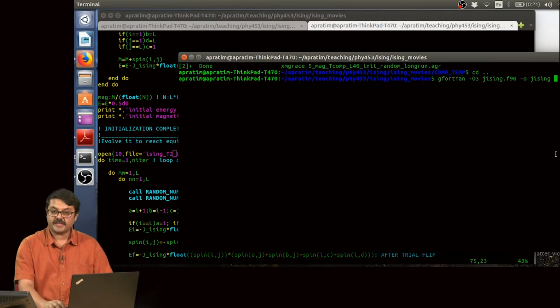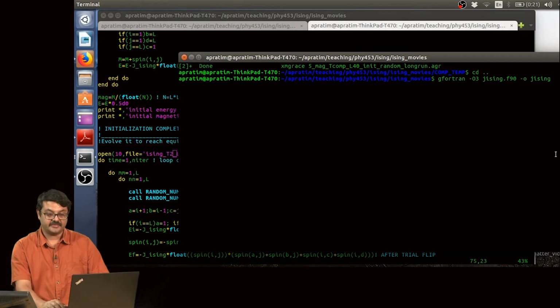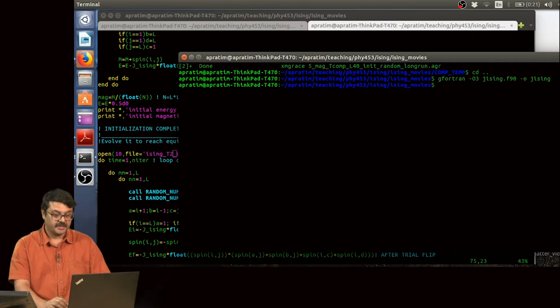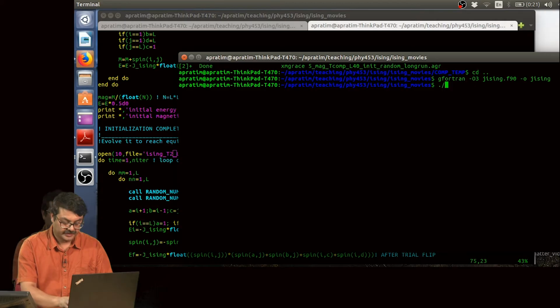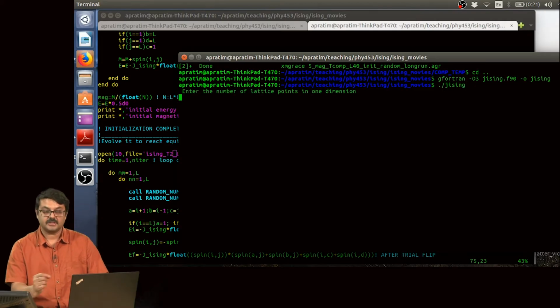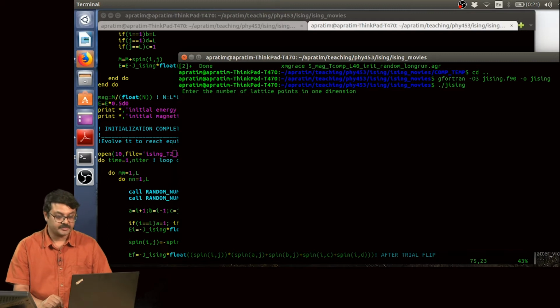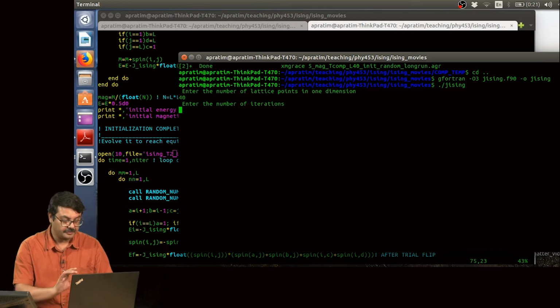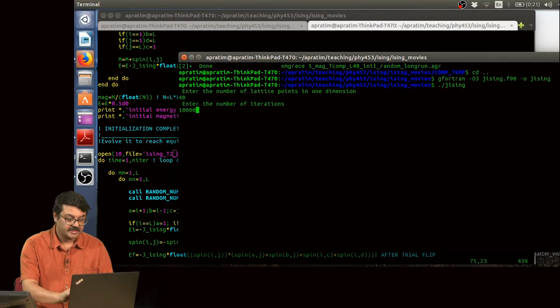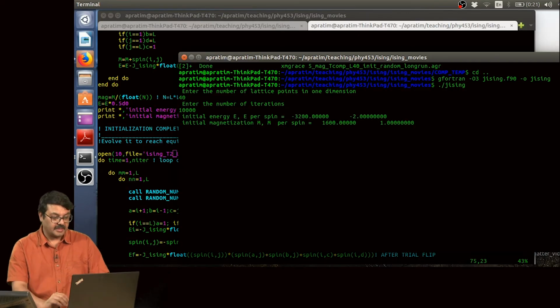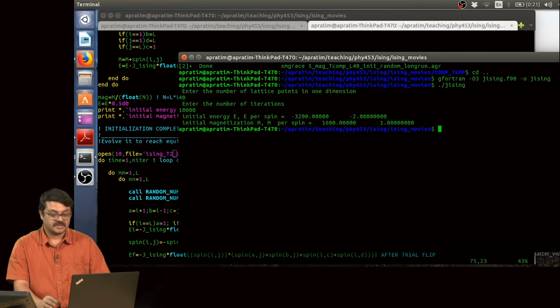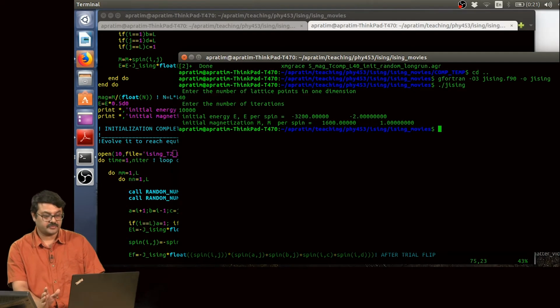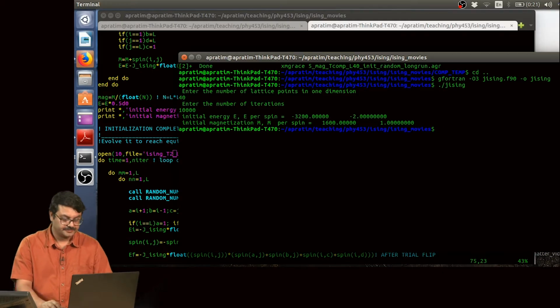This file was called jising.f90. I am going to compile it. This is the command gfortran, you must have known this by now. So, I compile it and then I run it. I just type the name of the compiled file. It asks me the number of lattice points in one dimension, which I shall give as 40, and the number of iterations, I shall give 10,000 just as a start, and the run is over in just 1 second. So, 10,000 iterations on a 40 cross 40 lattice takes around 1 second.